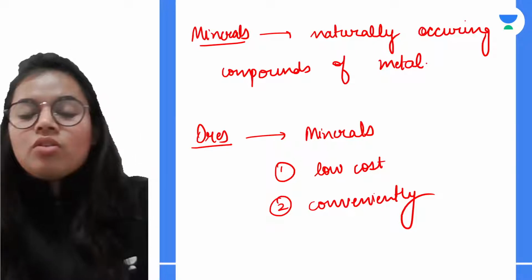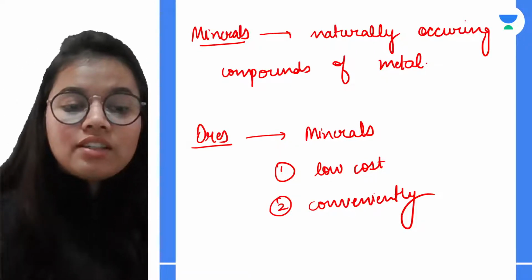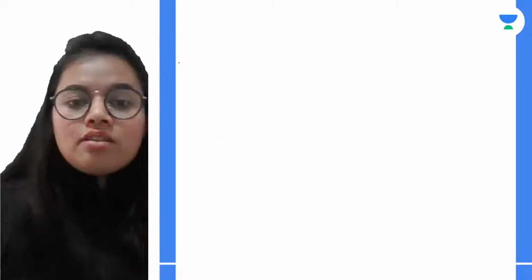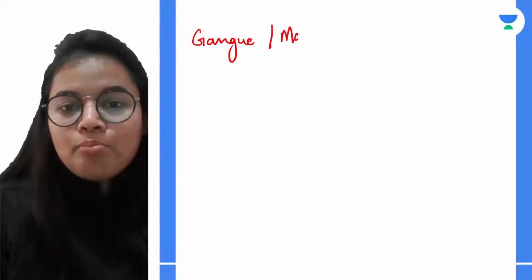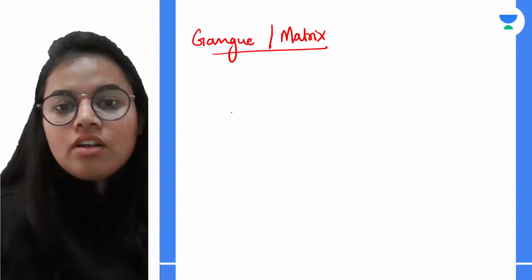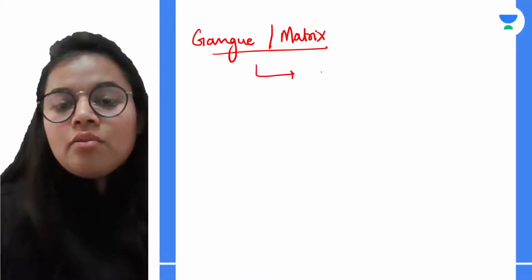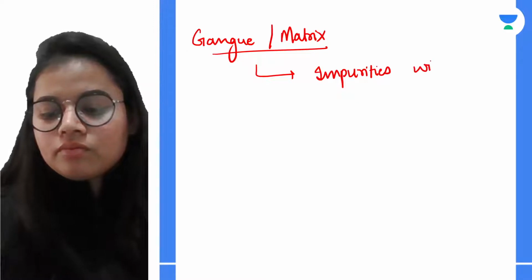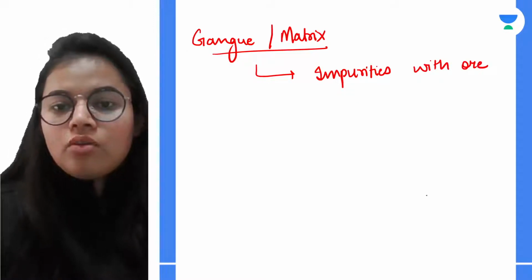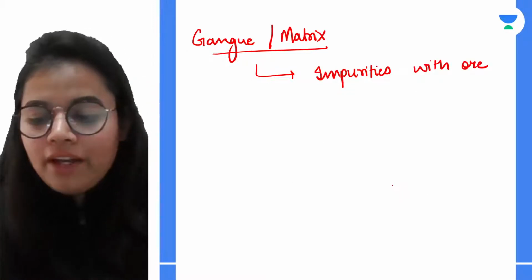Now of course with ores there are some impurities associated, right? These impurities are known as gangue or matrix. So how to define it? The impurities which are associated with ores are known as gangue or matrix.